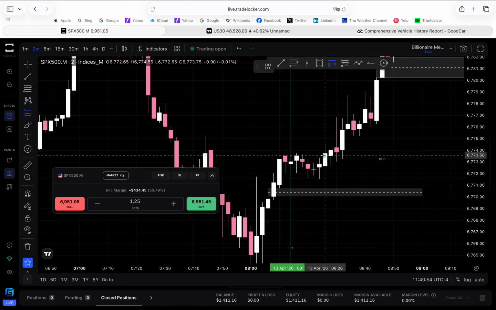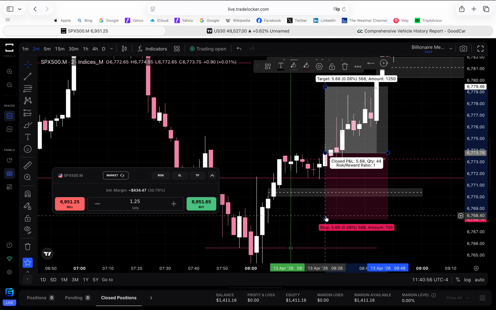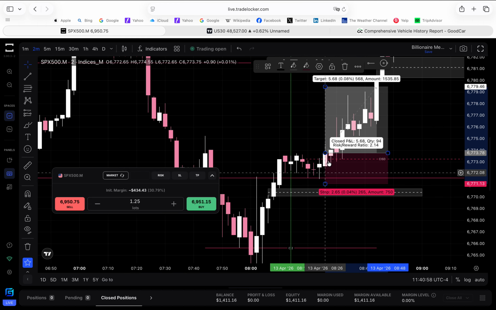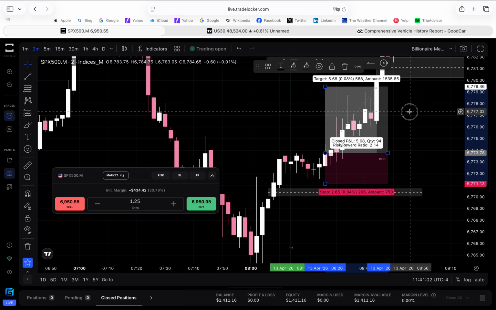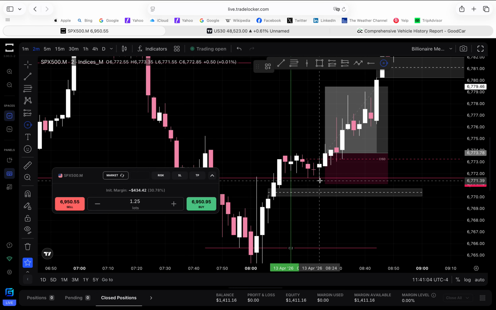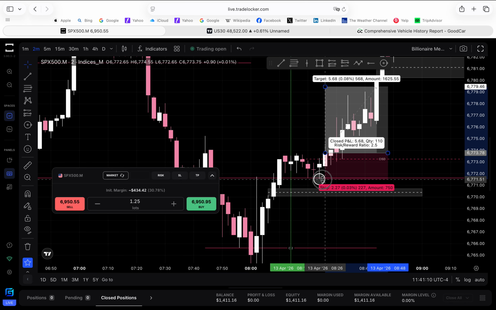So you enter right here. When this breaks and closes above these set of down close candles, you can expect for this low to hold, meaning you can expect that low to not be broken. So you can put your stop loss at that low.